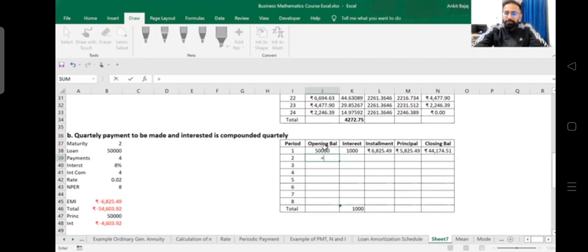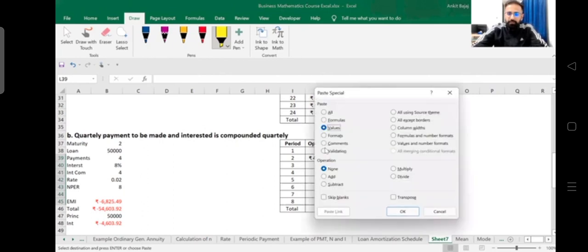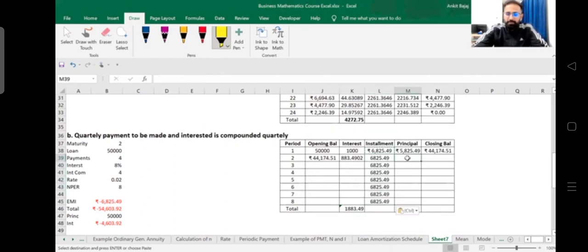We have to follow the same process every time. The opening balance of the second quarter is going to be 44,000. The interest amount is going to be 883, which I calculated as opening balance into the interest rate. The installment amount is the same every period, so here I will copy the installment. Then the principal amount is going to be installment minus interest, and the closing balance is calculated similarly.